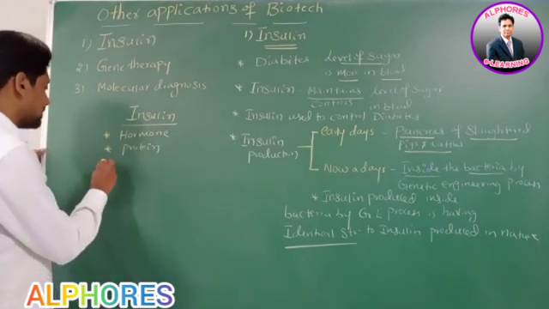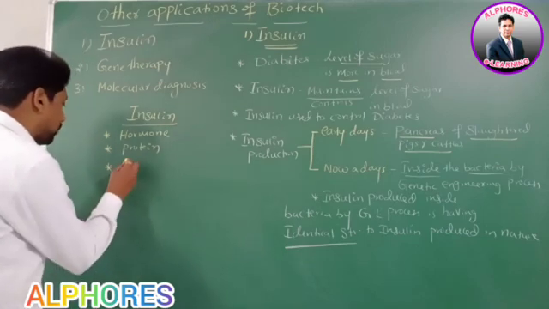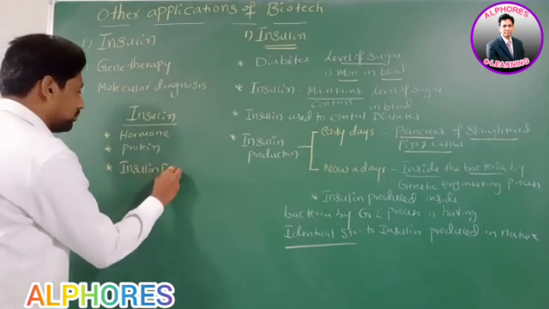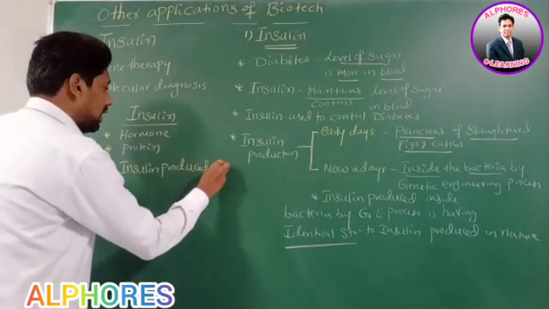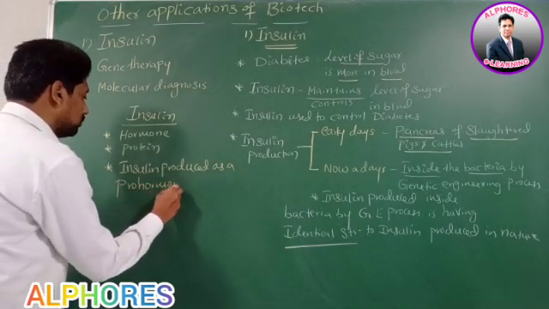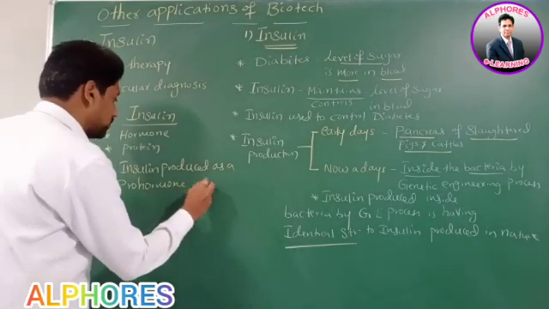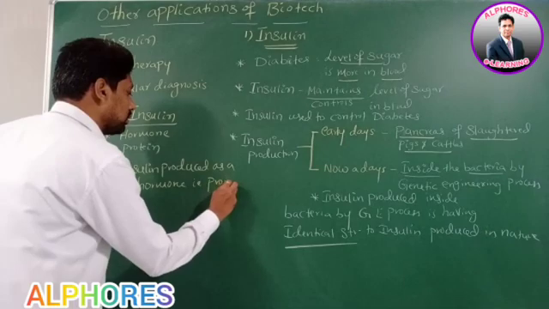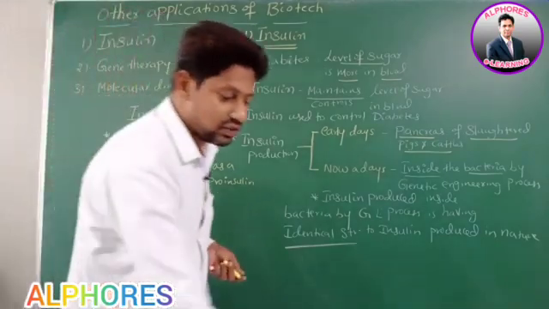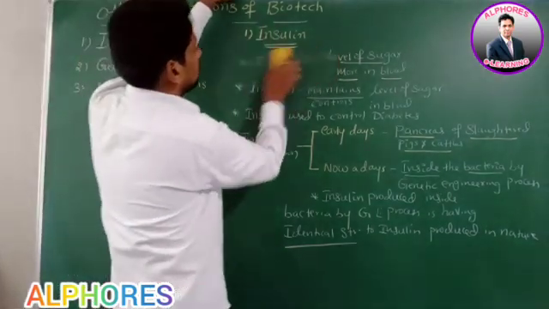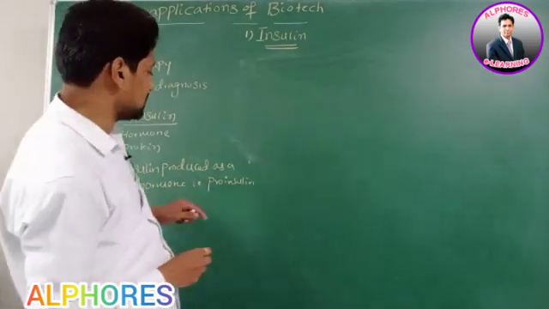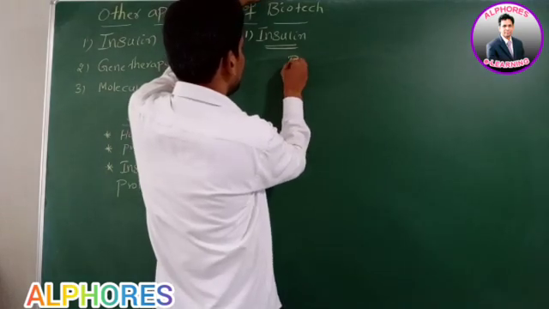Now listen to this statement. Insulin is produced as a prohormone. Insulin is produced as what? Prohormone. There is nothing but it is produced as proinsulin. It is produced as what? Proinsulin. Insulin is produced as a prohormone, right? There is nothing but proinsulin.